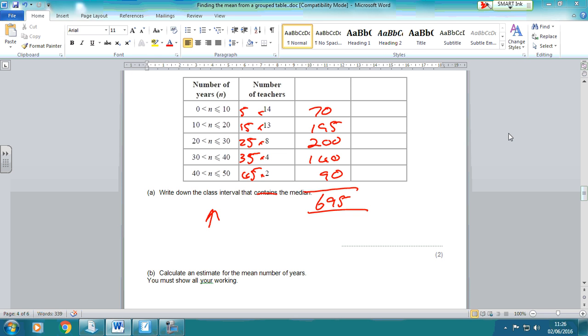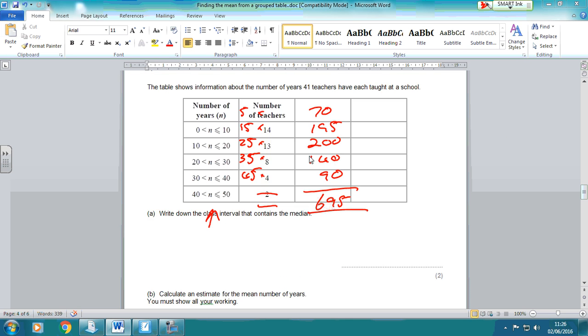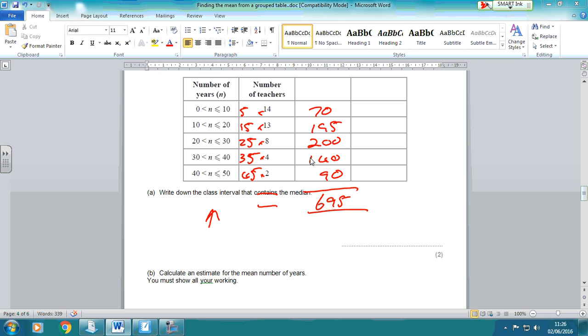We then add the number of teachers, which they should tell us at the top. So 41, yep. You can just double check it as well. So add these together, they should make 41. 695 divided by 41 is 16.95. And if we have a look, the majority of the data is here. So halfway between that, yeah, it's there. So 16.95 looks right.